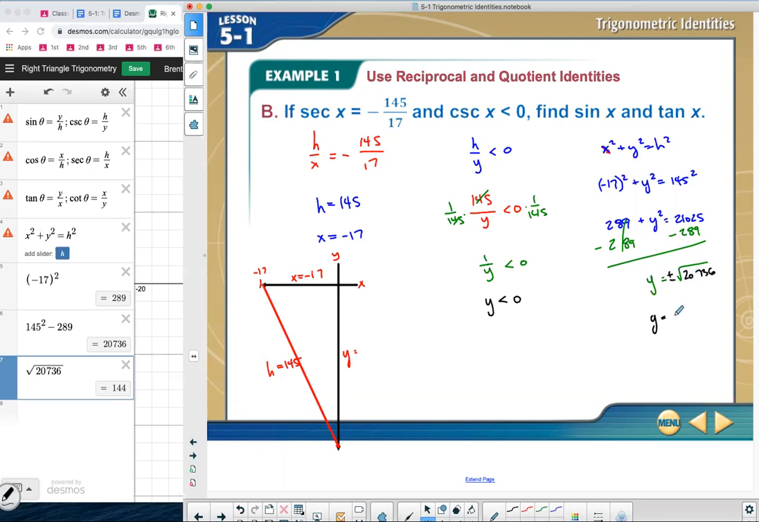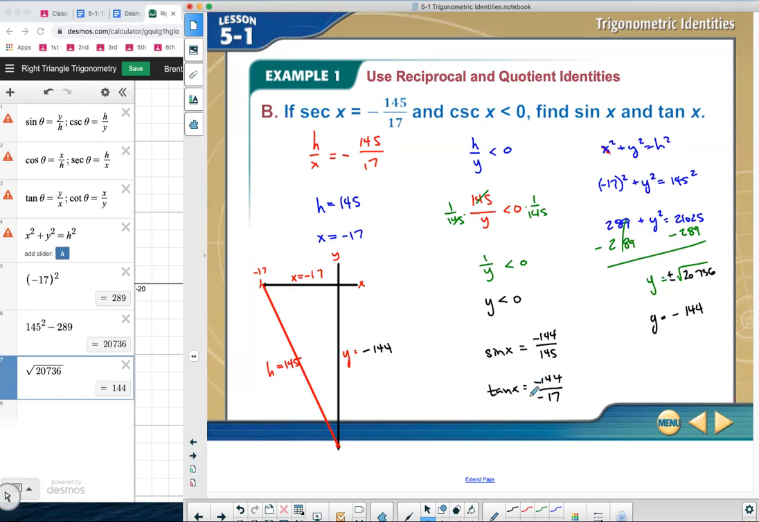We should say plus or minus, and we know that the answer is going to be the negative. We know that from right here. So it's negative 144. Just rewrite that. Negative 144. So it says find sine and tangent. And so now we can go and say, okay, what is sine's identity? Sine is y over h, so negative 144 divided by 145. And then tangent's identity. Tangent is y divided by x, which is negative 144 divided by negative 17.